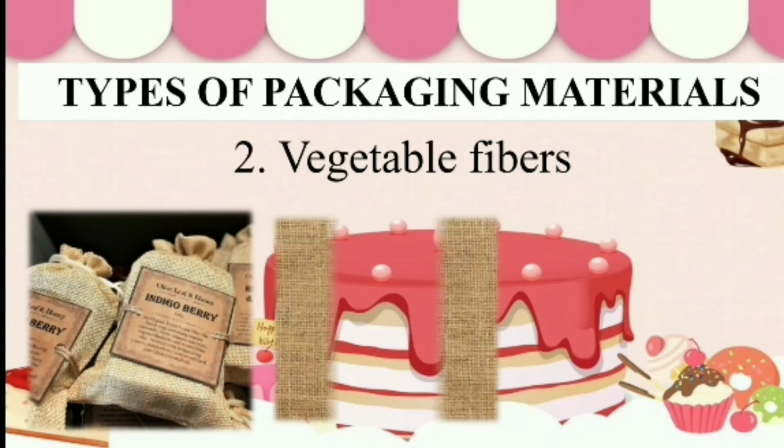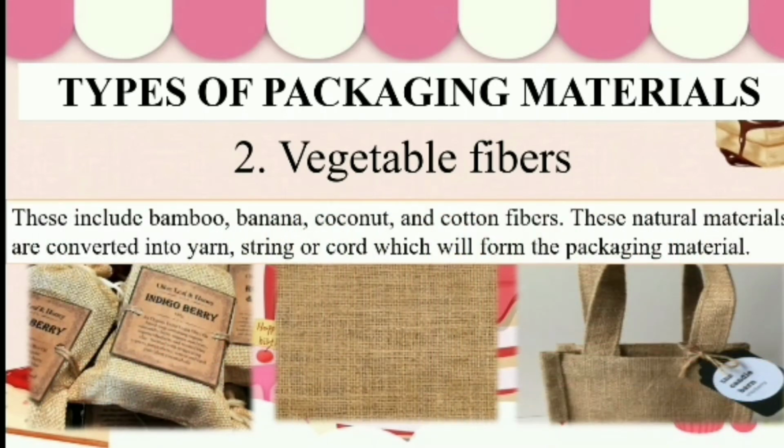Number 2, vegetable fibers. These include bamboo, banana, coconut, and cotton fibers. These natural materials are converted into yarn, string, or cord which will form the packaging material. These materials are very flexible, have some resistance to tearing, and are lightweight for handling and transportation. All of these materials are biodegradable and to some extent reusable.